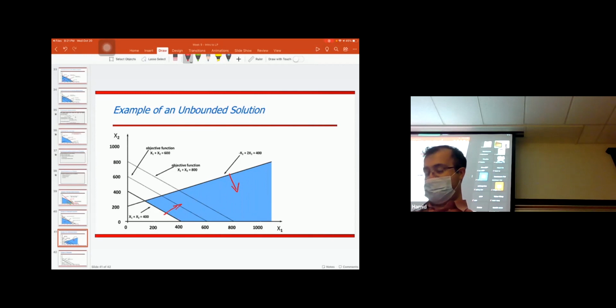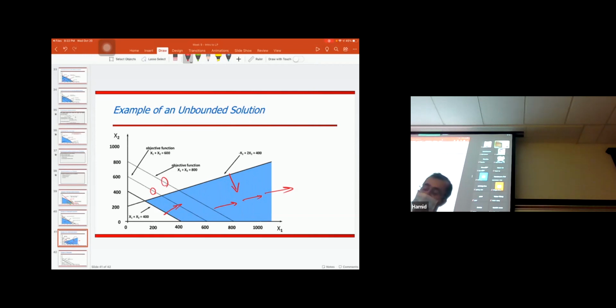So in that case, let's say this is my objective function. When I move my objective function to the right to find the value that maximizes it, it never stops, it just goes forever. Because I can just keep moving it to the right. There is no cap, basically it's not bounded. So we call it an unbounded solution.